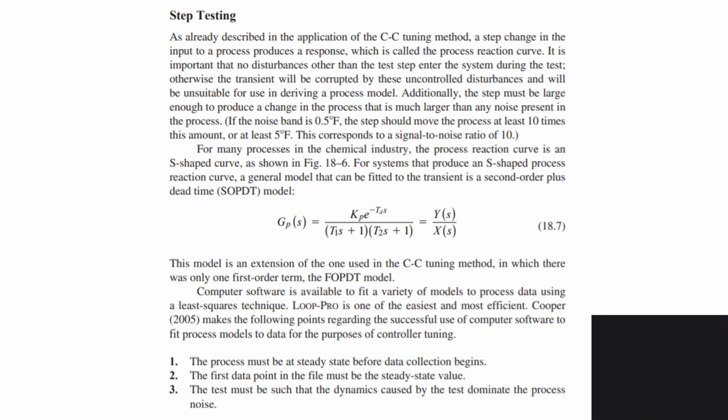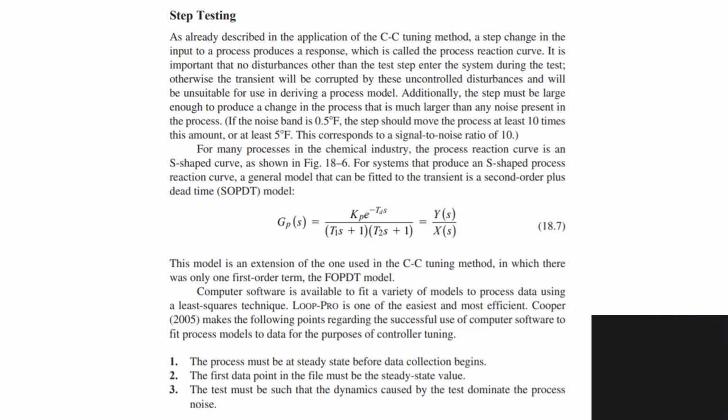Okay, so already we have discussed in the Cohen-Coon tuning method, we have to give a step input to a process so that you will get a process reaction curve, and in that curve you have to determine the respective parameters. Okay, so for many processes in the chemical industries, we take a process reaction curve which is an S-shaped curve, and we have to fit that S-shaped curve to the second order dead time process model.